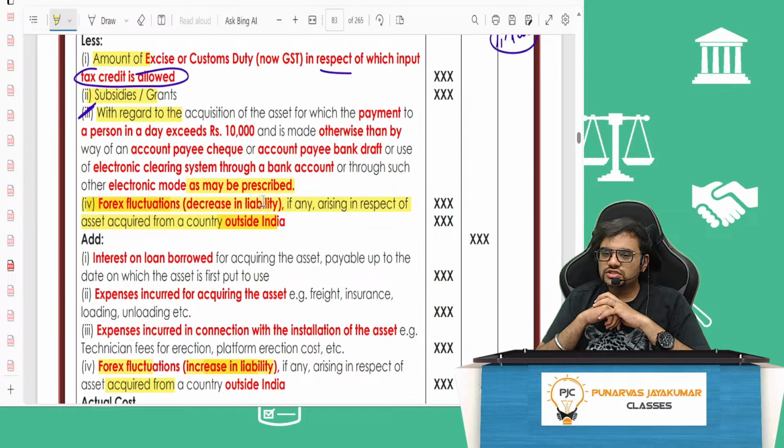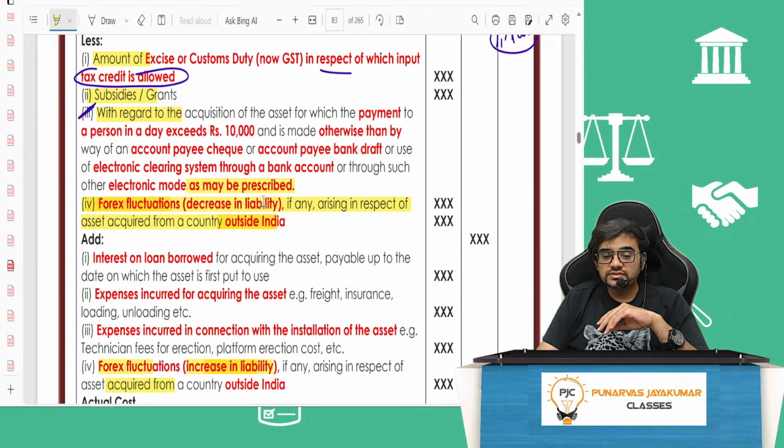So to get to actual cost, the first thing I should subtract is customs duty, GST, etc., if input tax credit is allowed. Secondly, subsidies and grants I will subtract. Third one, if an expense is more than 10,000 rupees, then I should subtract that portion if I pay it in cash. Fourth one, forex fluctuation, a decrease in liability, I should subtract.